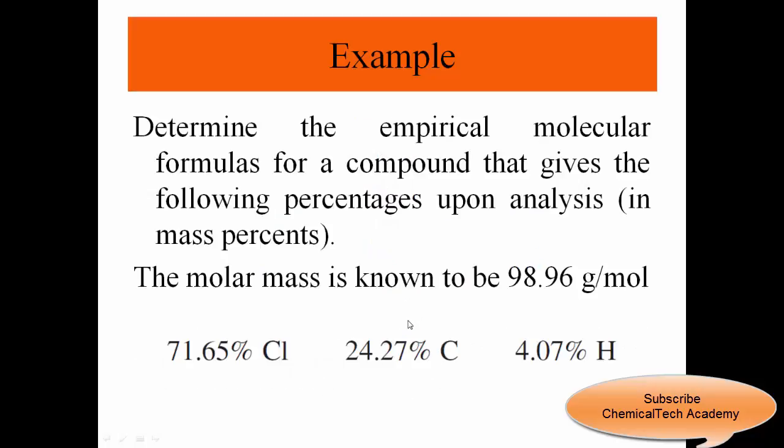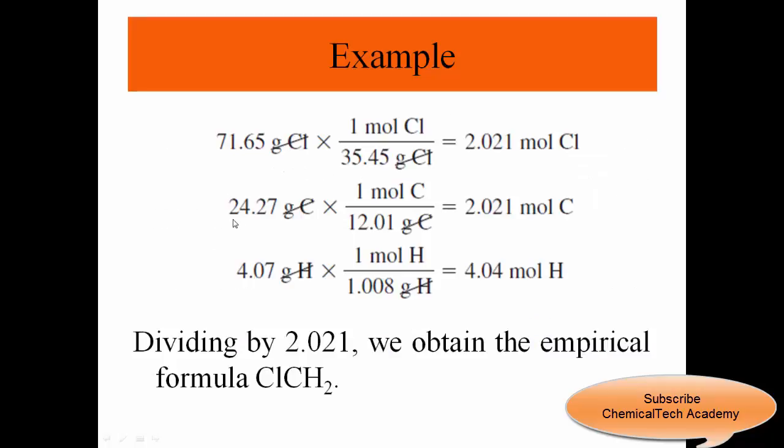Again, if we assume that we have 100 grams of compound, we can say we have 24.27 grams carbon. The atomic mass of carbon is 12.01 grams, so 1 mole carbon divided by 12.01 gram carbon. So we have 2.021 mole carbon in the chemical formula too.